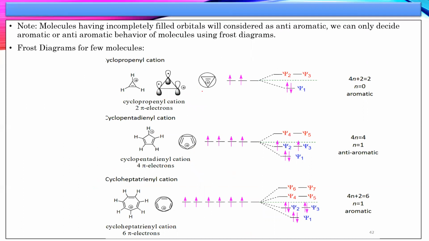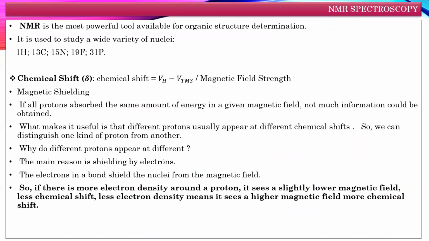Here are some examples for this. We have only 2 electrons, and those are completely filled, so aromatic. These are incompletely filled, anti-aromatic. These are completely filled, aromatic. By using the Frost circles, we can decide only the aromatic and anti-aromatic behavior of the compounds. Keep in mind that the Frost circles generally asked in exams are given. You can go through it and understand the process.